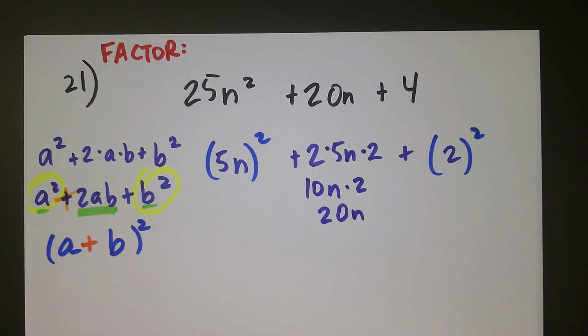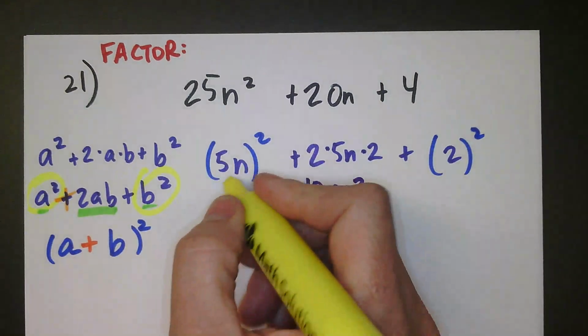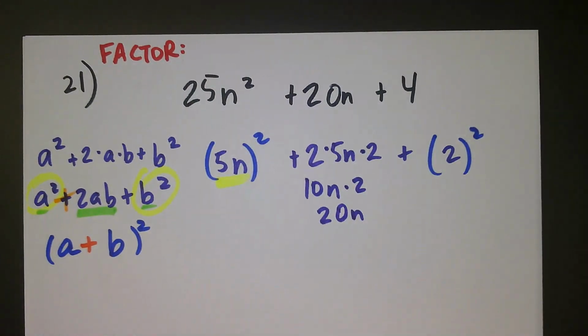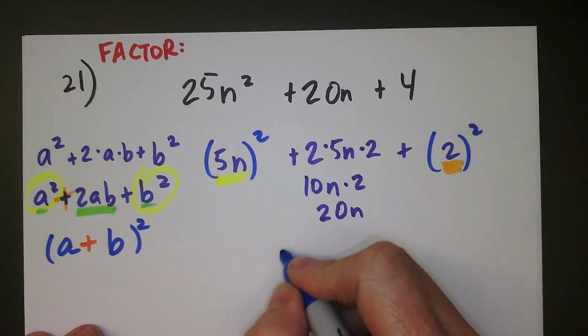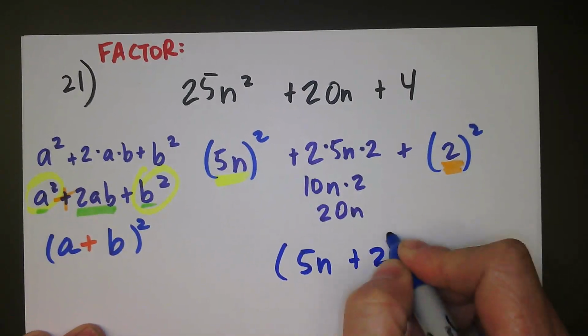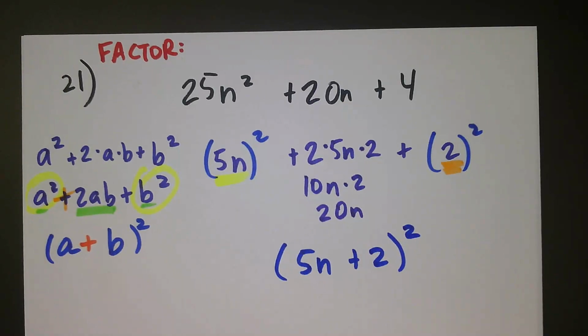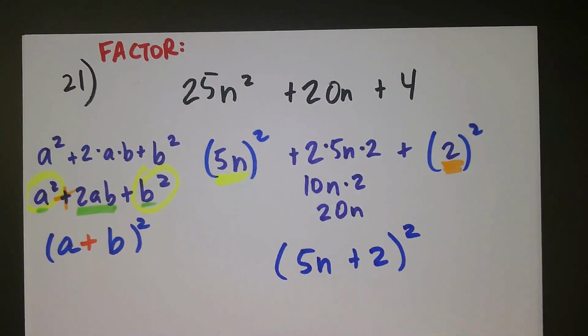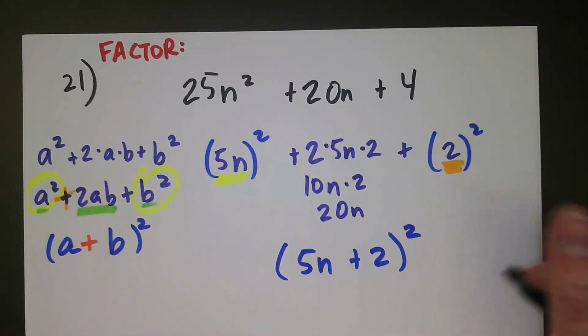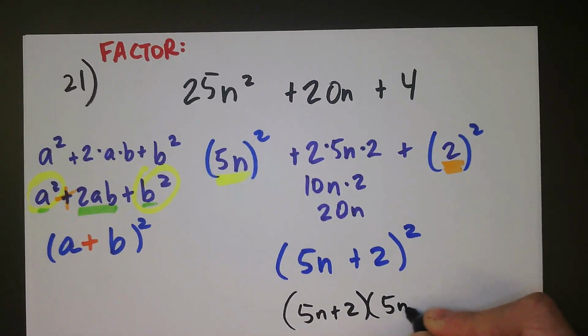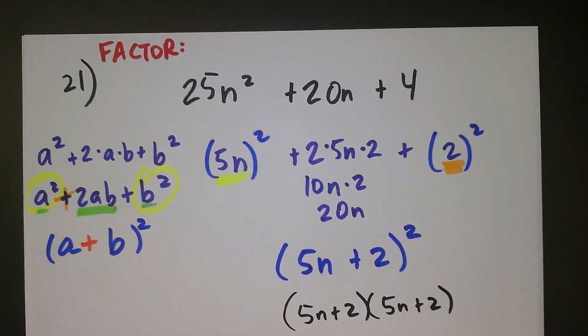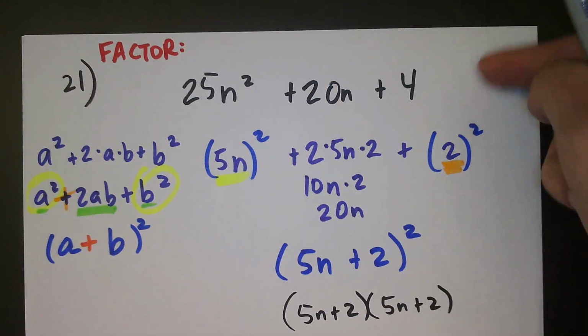I can factor immediately because it's going to be this thing as my first term and this thing as my second term added together in a binomial, 5n plus 2 quantity squared. And I have factored it. I've created the multiplication. Now, there's a couple things you could do to prove it. You can multiply 5n plus 2 times 5n plus 2, and I could set up a little area model to make sure that that got me back to here.